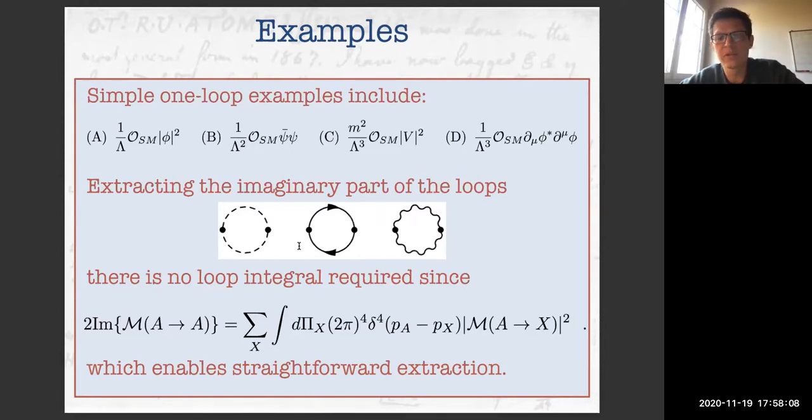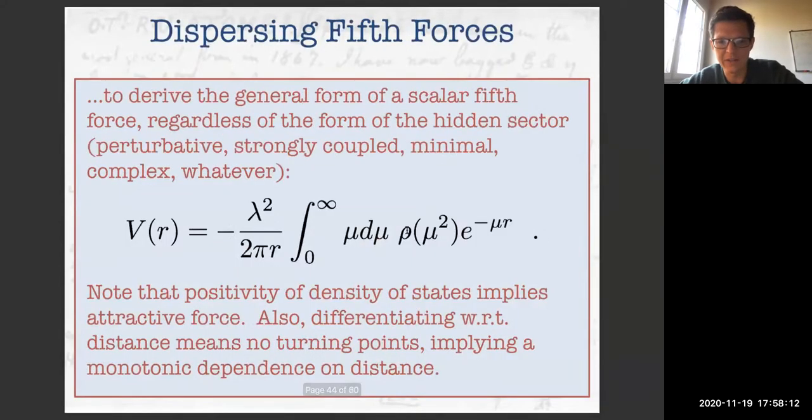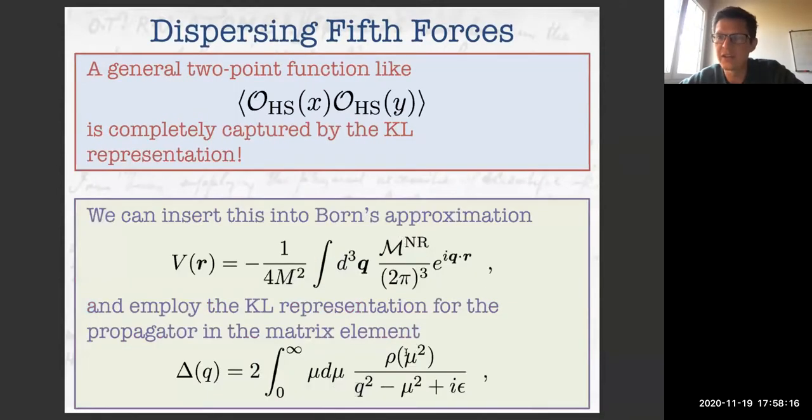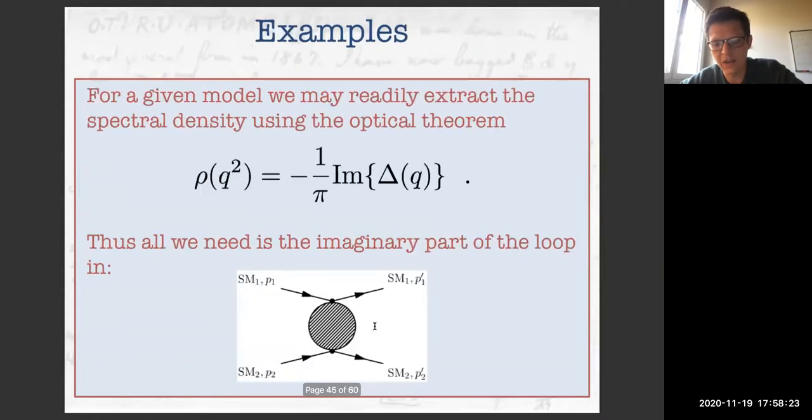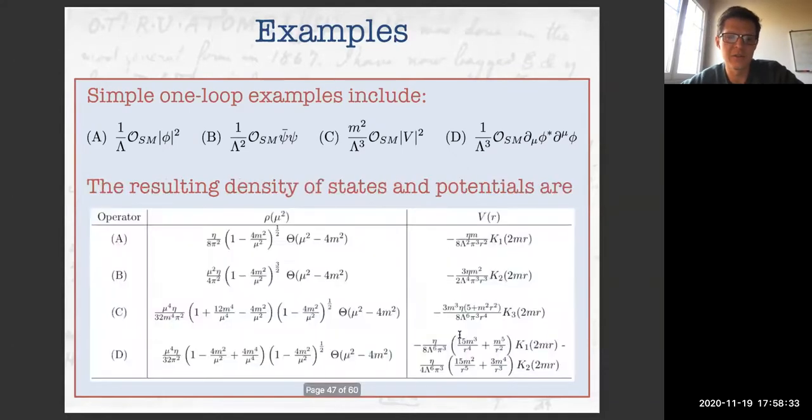But actually, for our purposes, we can just use the optical theorem, because we know that the potential takes this form here. But rho in the Källén-Lehmann representation is just, because of the optical theorem, the imaginary part of the propagator. So what we need to do is cut these diagrams to find the imaginary part, and then we're done. We don't do a loop integral, but we do a density of states integral, essentially, using the optical theorem. And you can immediately extract the form of rho for all of these different models. And these are the different forms.